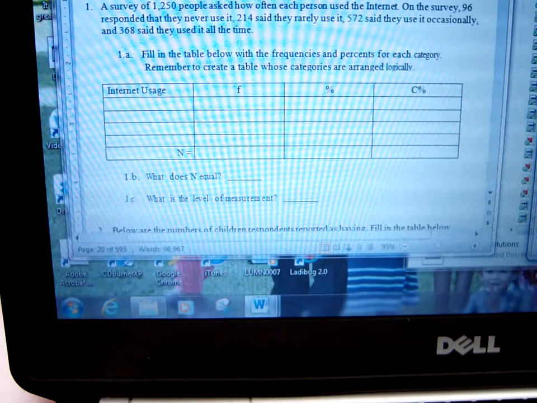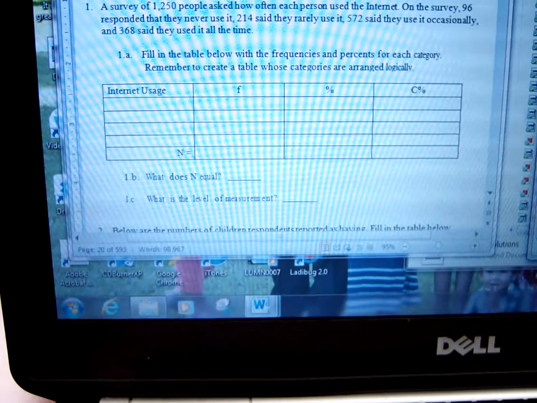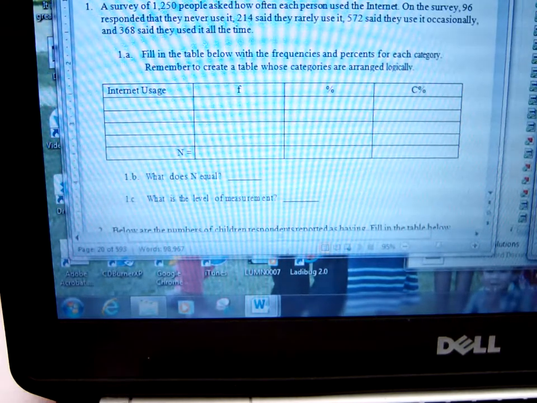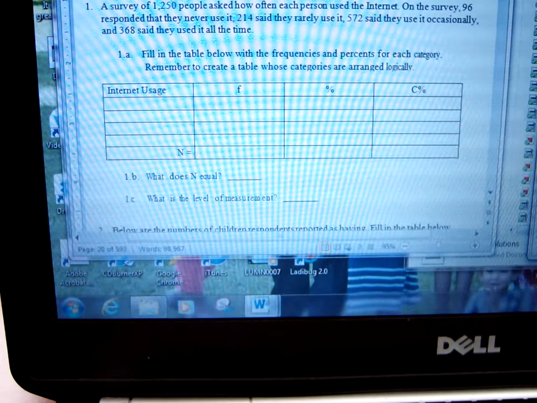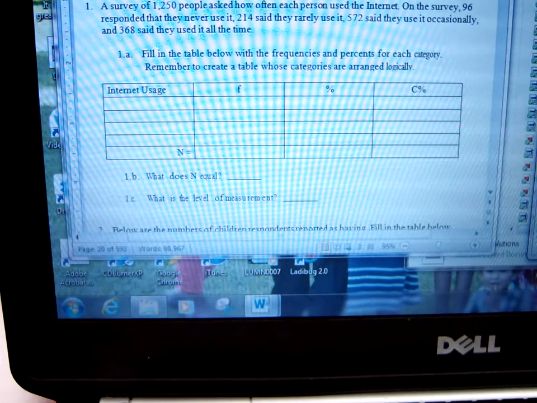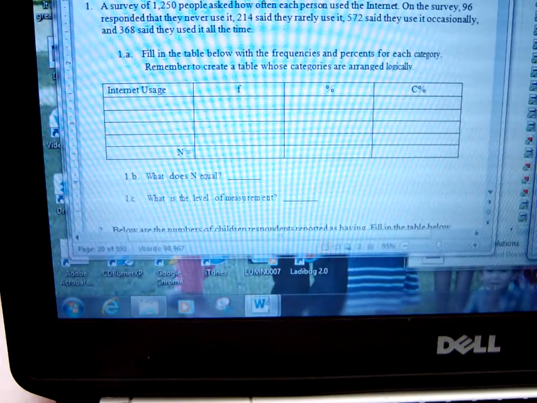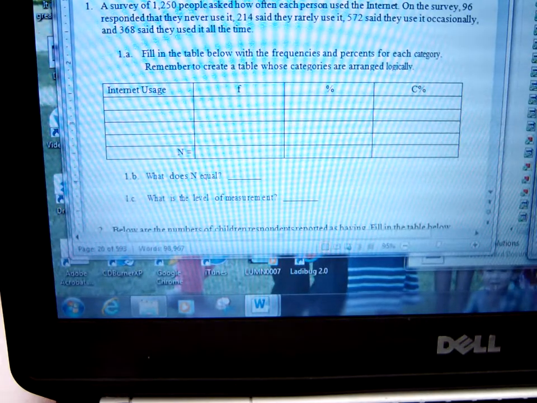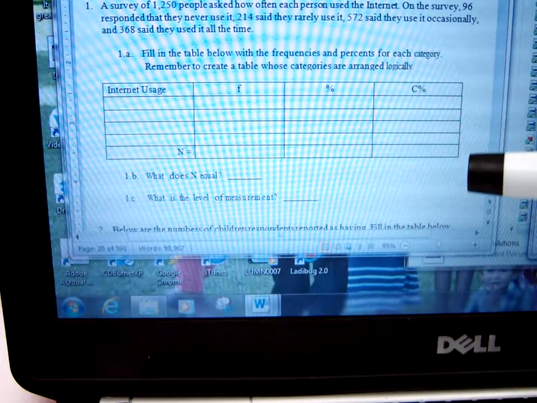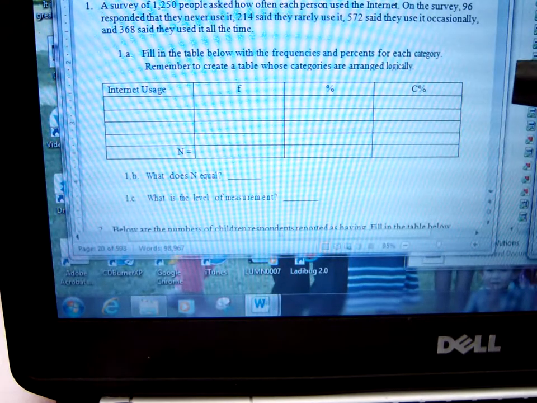Okay, we're going to move on to handout 2.1, talking about how to categorize and put data into charts. We've got a survey of 1,250 people asked how often each person used the internet. All right, we're going to work on frequency as the first column, the percent column, and then the cumulative frequency. Remember, the cumulative frequency is nothing more than actually adding up the numbers.